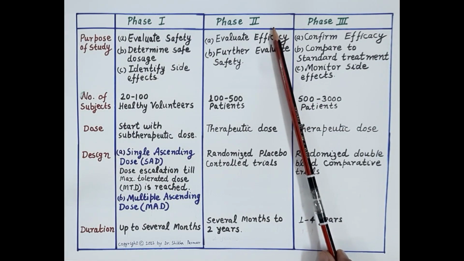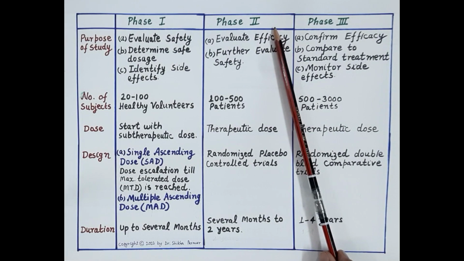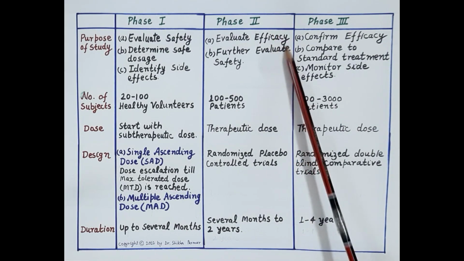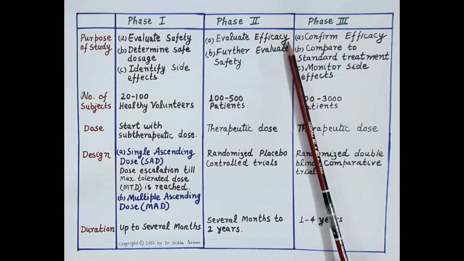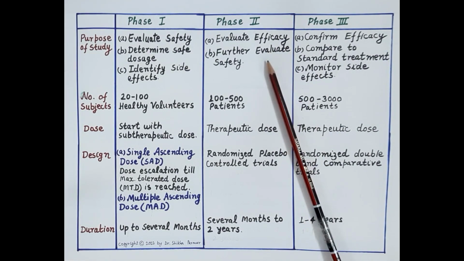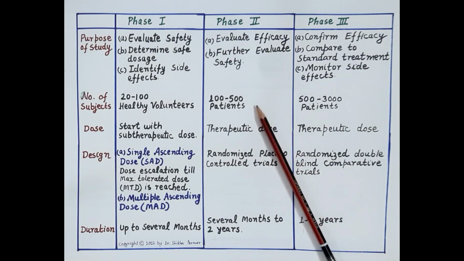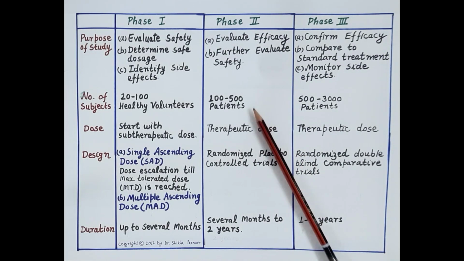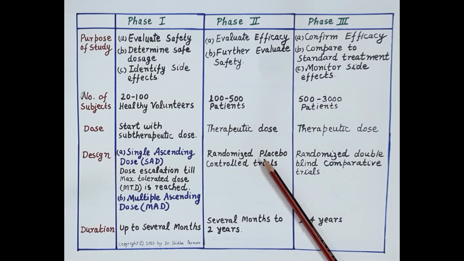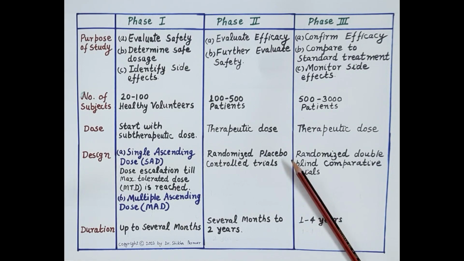Phase 2 clinical trials are therapeutic efficacy exploration studies. So, after the evaluation of safety of drug in the phase 1, primary aim of the phase 2 trials is to evaluate efficacy of the drug, and in addition to this, safety of the drug is further evaluated. Now, it involves 100 to 500 patients. Dose administered to the patients is the therapeutic dose. Very important, the phase 2 trials are randomized, placebo-controlled trials. Now, here placebo is an inactive drug.